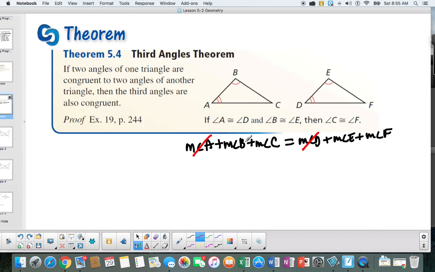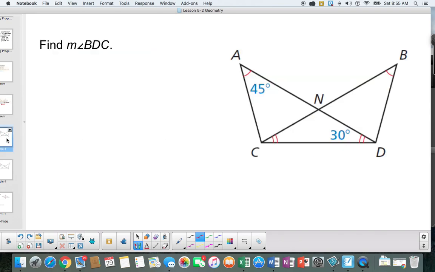Angle B and angle E are the same size, so I can subtract them, and you can see that after the subtraction property is used, I do get these third angles to be equal to each other. All right, let's take a look at this problem. We are trying to find angle BDC. There's a variety of ways to do it, and I'm going to do it twice to show you.